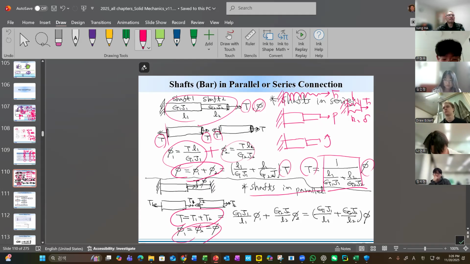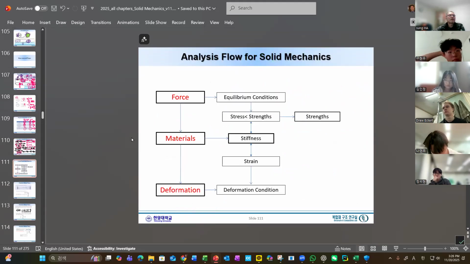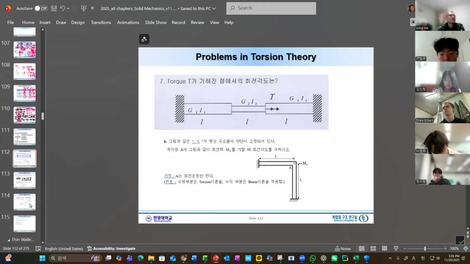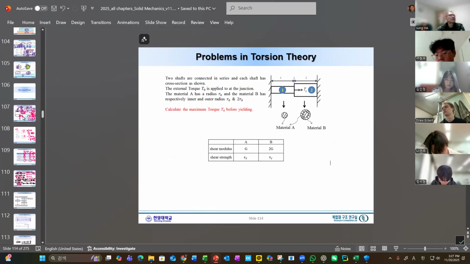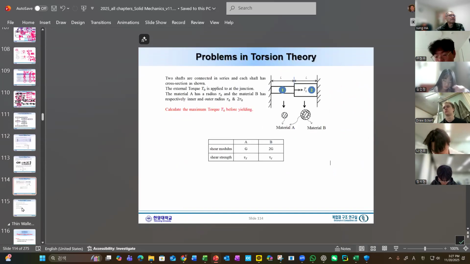So this is good to review and extend. Okay. So here we can have several different cases, but importantly we need to understand the stress inside the structure and strain.